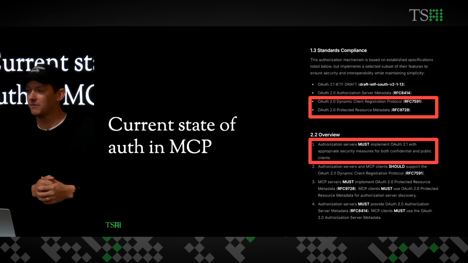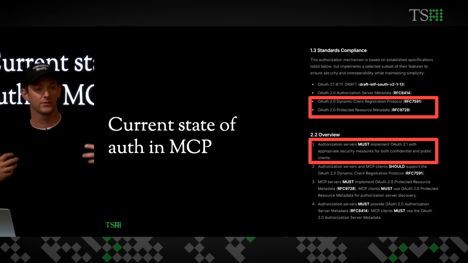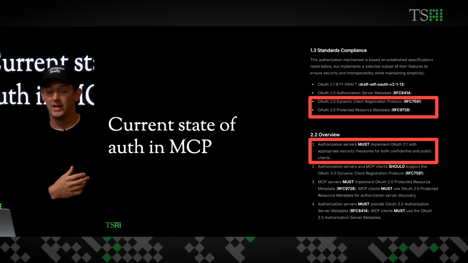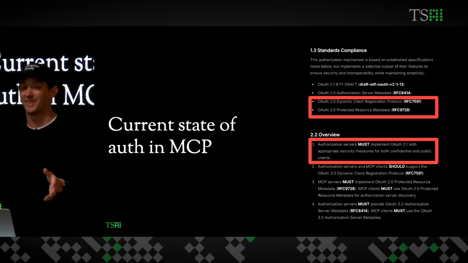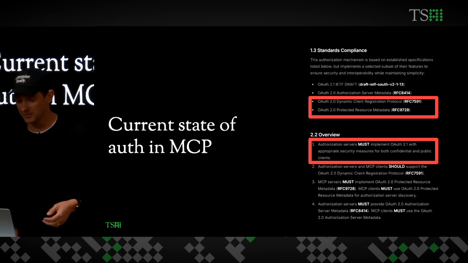Dynamic client registration essentially means that an MCP server can be anonymous. It's a great feature. It's really never been implemented by other systems until this moment. So even though it's been in the standard for almost 10 years, there's very, very little example code around it or open source packages.